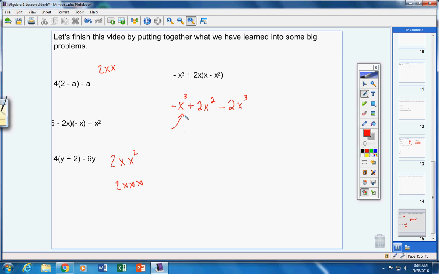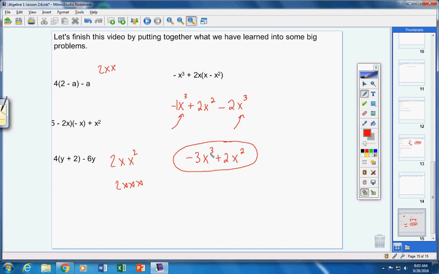Now I do see some like terms. Here's an x cubed term, here's an x cubed term, negative 1 and a negative 2. You owe me $1, you owe me $2 more, so now you owe me 3, so negative 3x cubed. And then bring down your positive 2x squared. And look at that. We're finished. We know we're done because we have no like terms to combine.